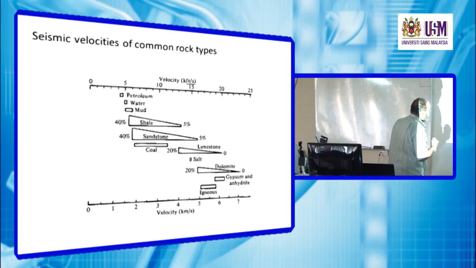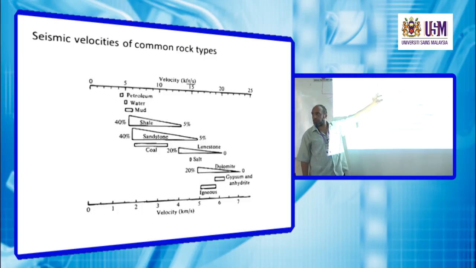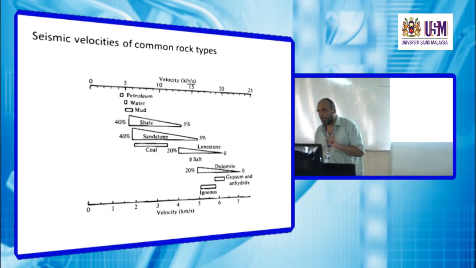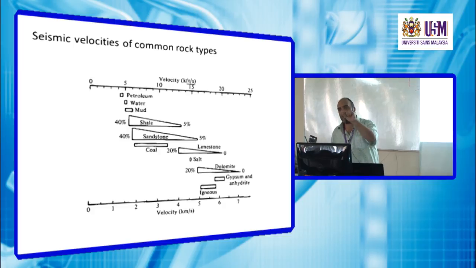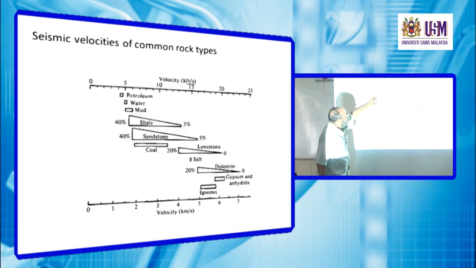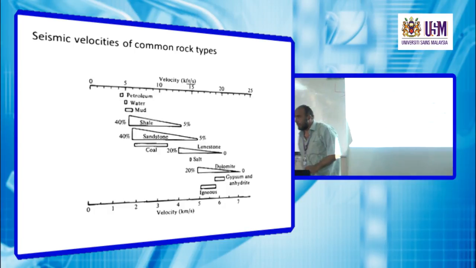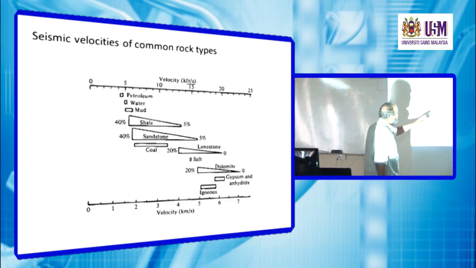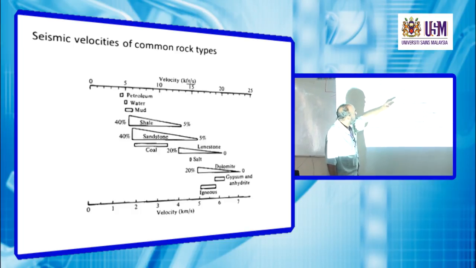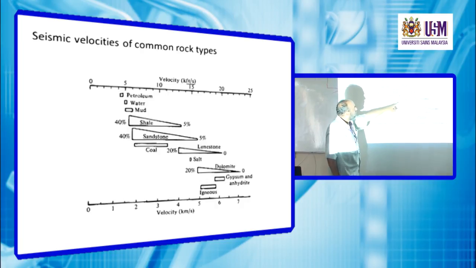What we can determine is that there are overlaps between the velocities of the lithologic units. So I cannot rely on seismic velocity alone to convert seismic data into lithology. Why? Because, for example, here we have shales and sandstones. They are overlapping in the range between, say, 6 k feet per second to about 12 or 13 k feet per second. So in this range, suppose I have 10 k feet per second, I cannot tell whether it is a shale or sandstone or even coal.